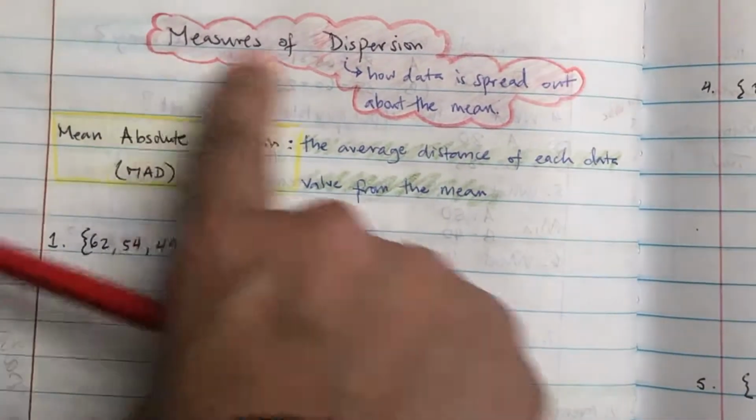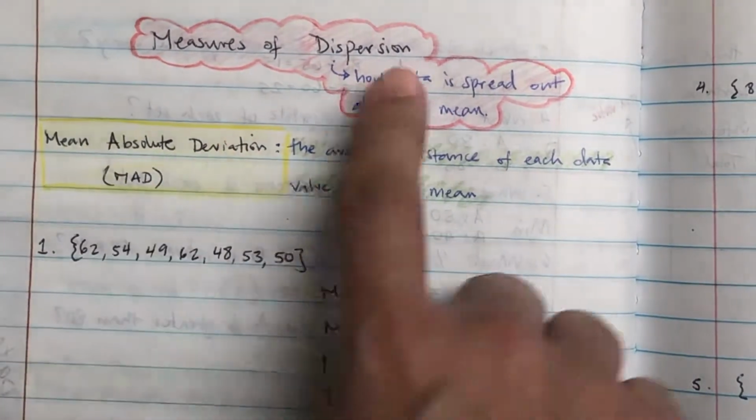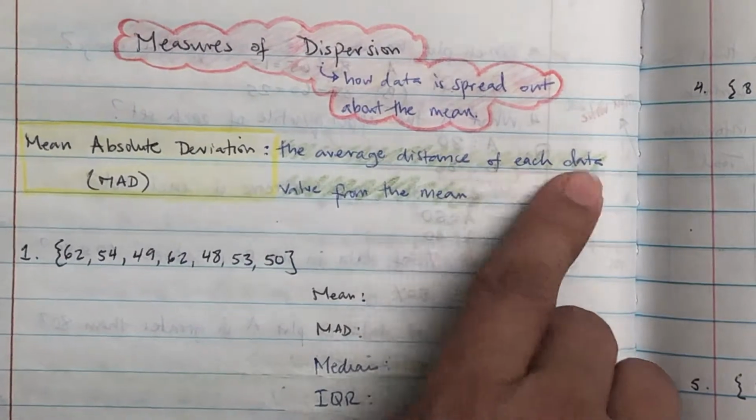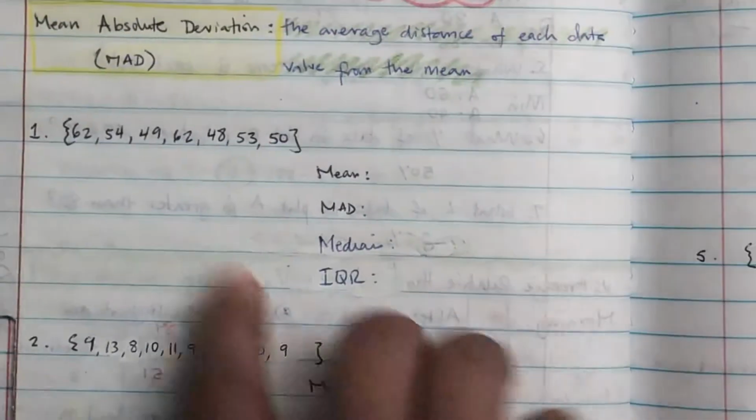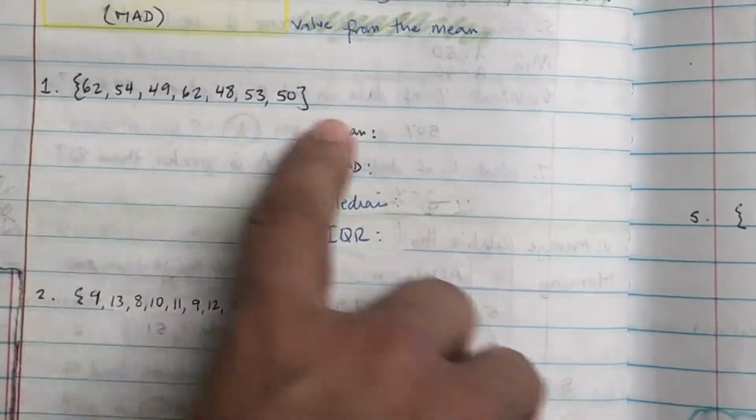Measures of dispersion is how data is spread out about the mean. So when we're looking at the mean absolute deviation, we're talking about the average distance of each data value from the mean. Distance of each value from the mean. So the first thing that we obviously have to do is find the mean since we're looking at that distance, right?